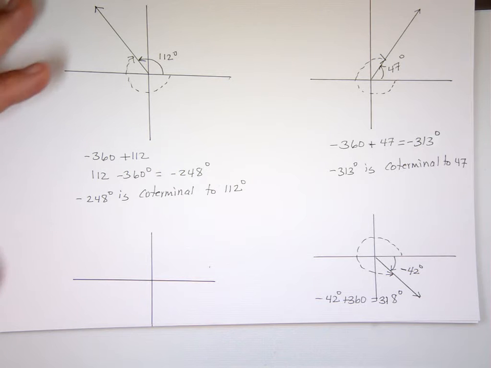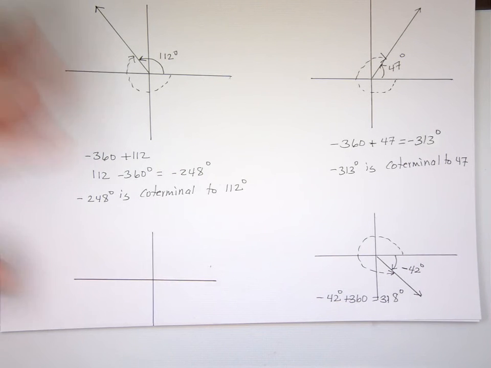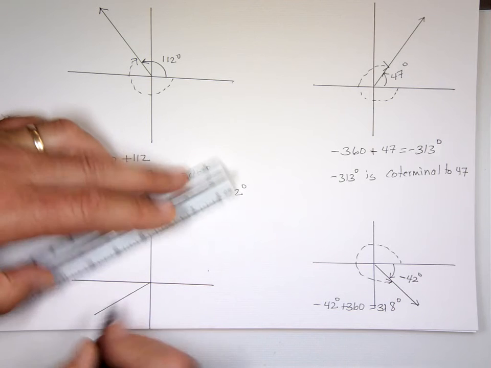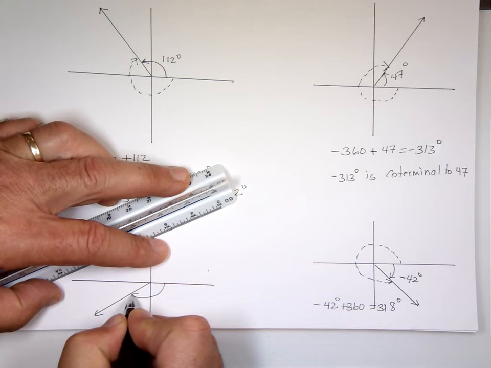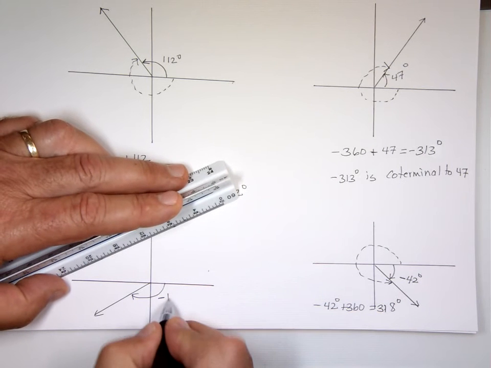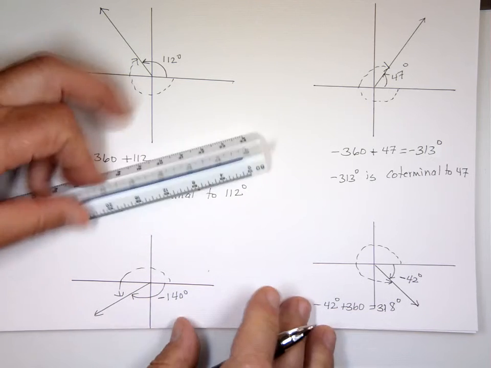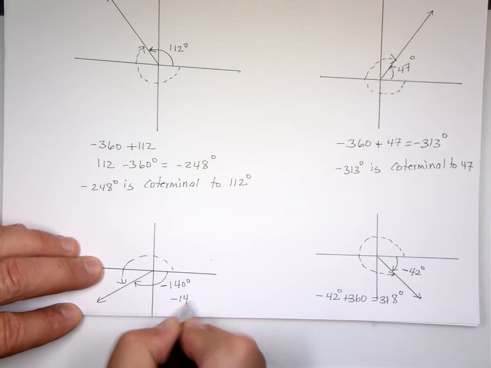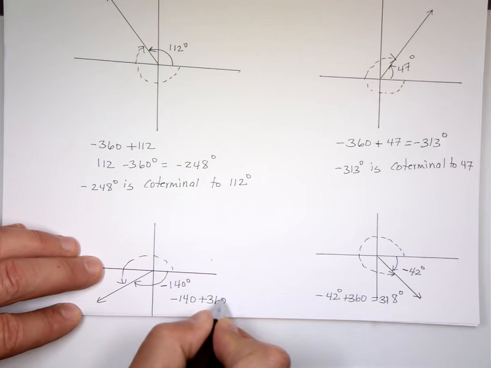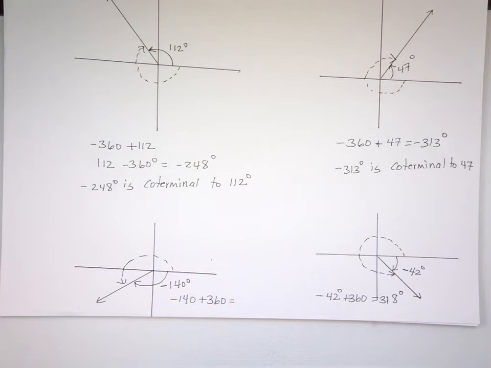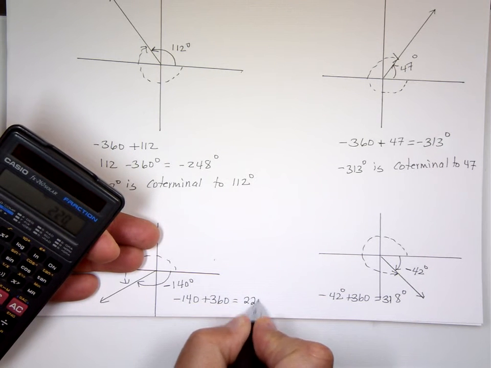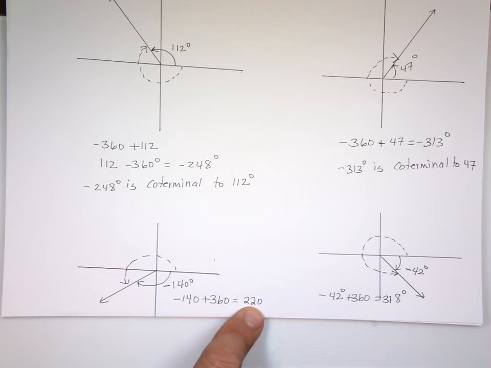Let's try negative 140. What's the coterminal of that? It should say negative 140 plus 360. Is it positive 220? So 220 is the coterminal of negative 140. 318 is the coterminal of negative 42 degrees.